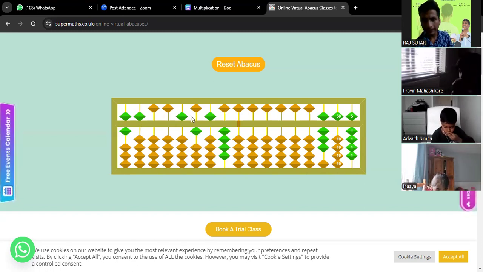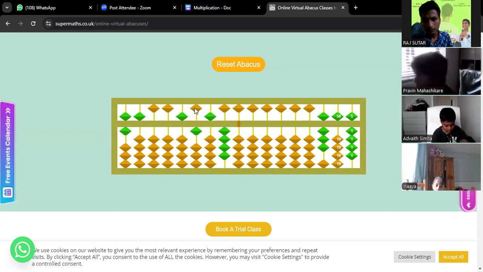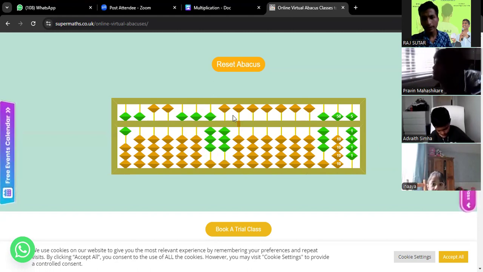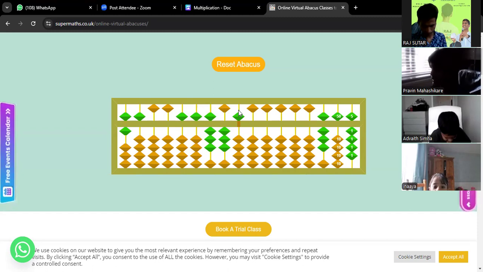So 5 multiplied by 8 is 40. Then 5 multiplied by 5 is 25. And then 5 multiplied by 9 is 45. So what is our answer? 5, 5, 8, 3, 5. The answer is 55835, Advait.